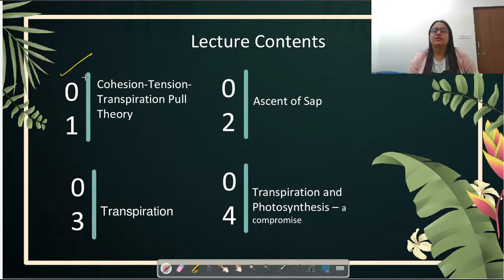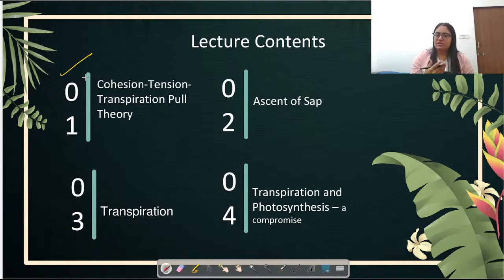And according to this theory, first of all, I will give you the idea of what this theory is. You already have this idea from your previous class. This theory is the most widely accepted one, and it is given to explain the transport of water and mineral ions or mineral solute in the xylem from root to the leaf via stem. So this is the theory. First of all, I'll tell you what this theory speaks, right?